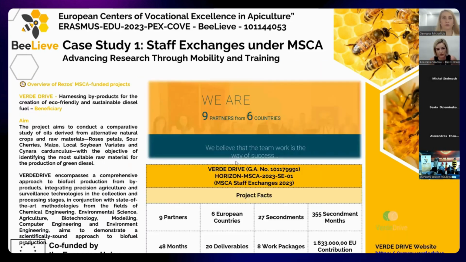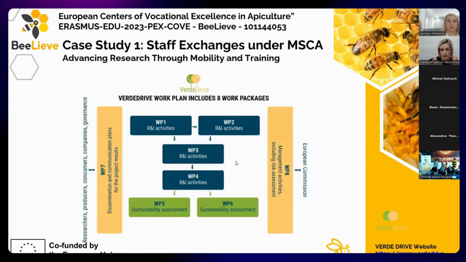The last one is Verde Drive, harnessing byproducts for the creation of eco-friendly and sustainable diesel fuel. So Verde Drive focuses on converting byproducts like rose petals and maize into eco-friendly diesel. It's a multidisciplinary project combining agriculture, chemical engineering, and AI to find sustainable biofuel sources. This project is also implemented by 9 partners across 6 European countries. It has 27 secondments in a duration of 48 months as well, and it's also approximately 1.6 million funded by the European Union. And this is an image of the work plan as well.